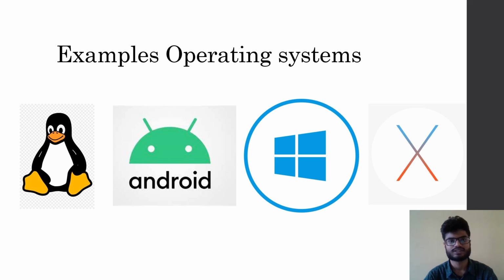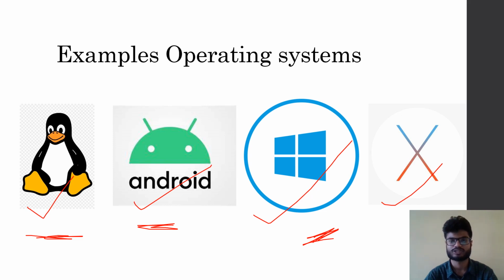So here are examples of operating systems. First is Linux, second is Android, third is Microsoft Windows, and fourth is macOS X. Linux was founded by Linus Torvalds in September 1991. Second is Android, founded by Google somewhere around 2004. Third one is Microsoft Windows. The owner is Microsoft itself. And fourth is macOS, founded by Apple Incorporation.